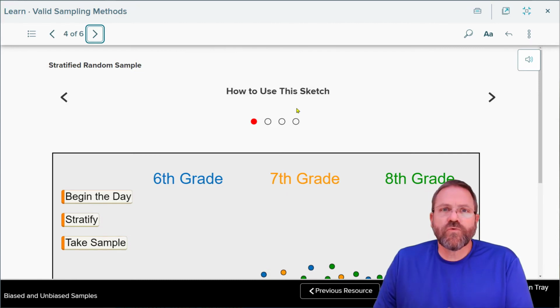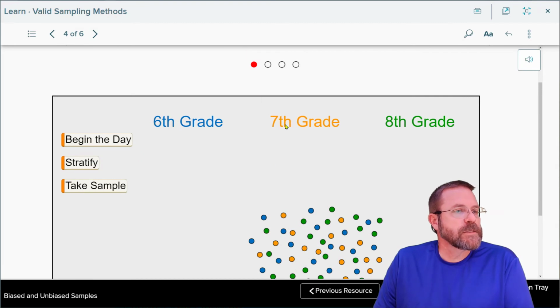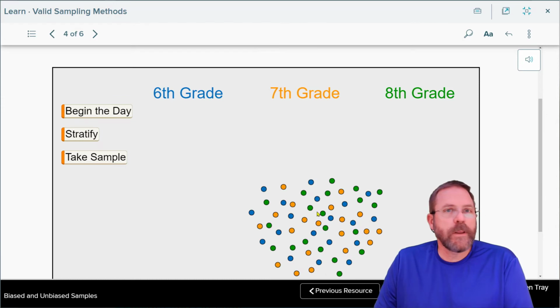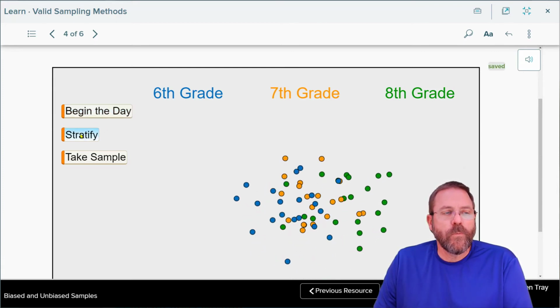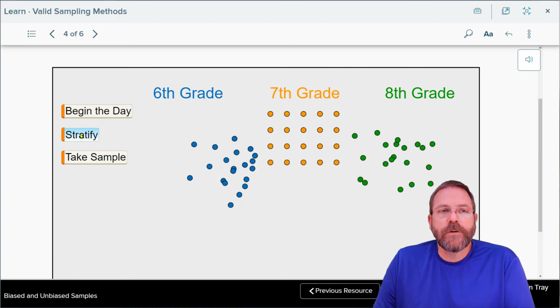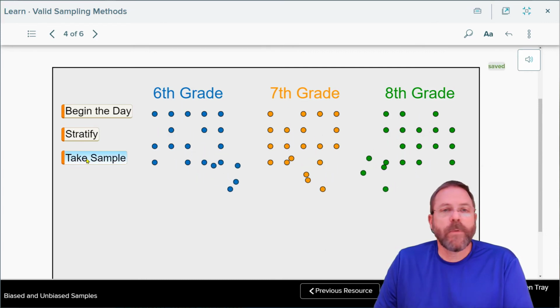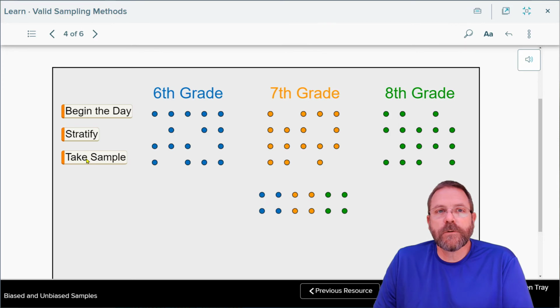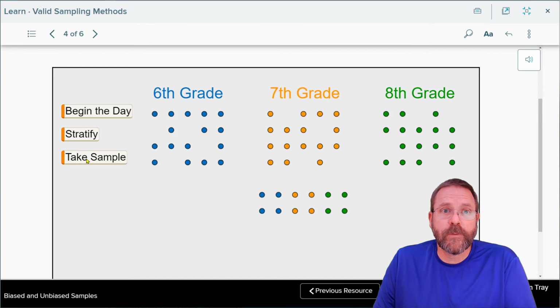Next, we're going to look at a stratified random sample. For the stratified random sample, they broke them down into 6th, 7th, and 8th grade. You can see that they are all grouped together in one big pot of honor students. So that's the beginning of the day. They're all interacting together. Now we're going to stratify them, where we're going to divide them up into their individual group categories of 6th, 7th, and 8th grades. And then after that, we're going to take a sample where we're going to grab 4 random students from each group in order to make our surveys. I gotta say, that was a pretty cool graphic that went with that one.